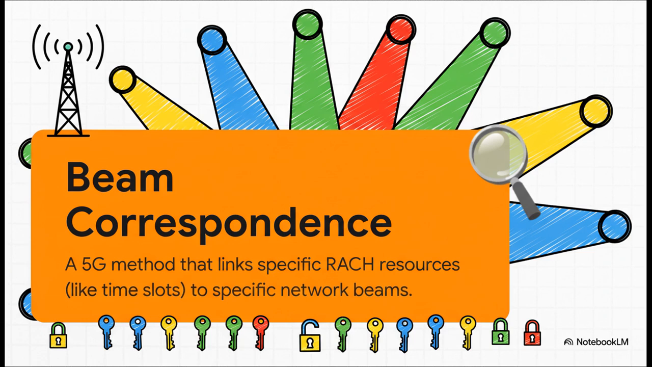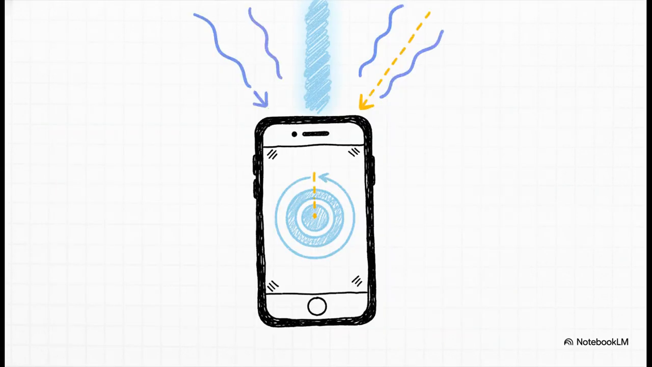It's basically a system where the network pre-assigns a specific resource, like a very particular time slot or a unique hello code, to each one of its individual beams. Think of it like color-coding the spotlights and giving you the matching colored key. Okay, so here's how it all goes down in a blink of an eye. Your phone is always listening, right?